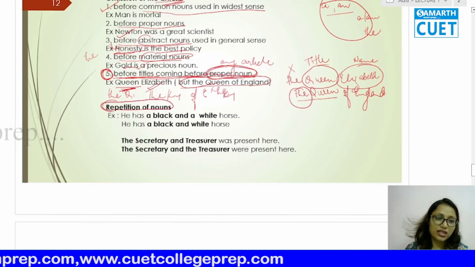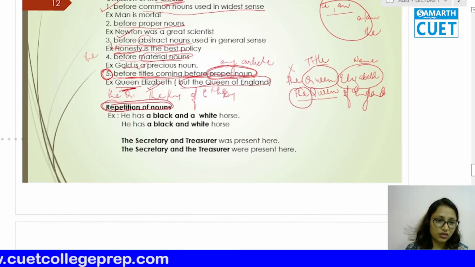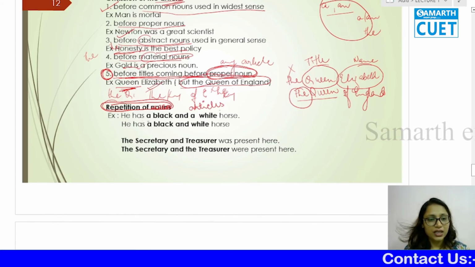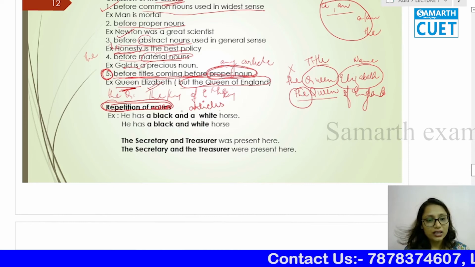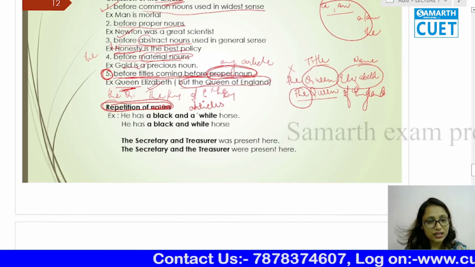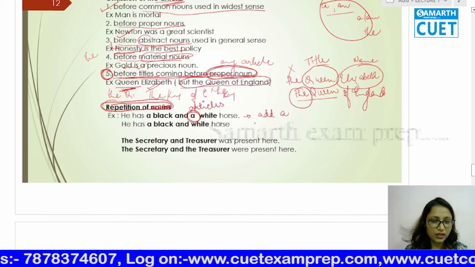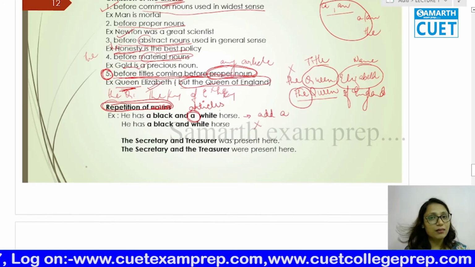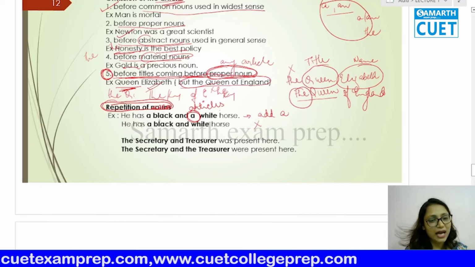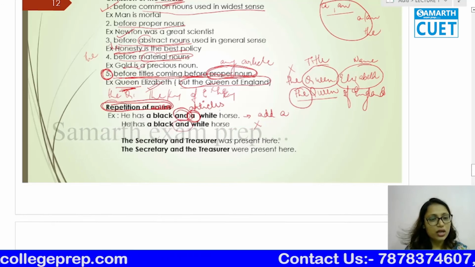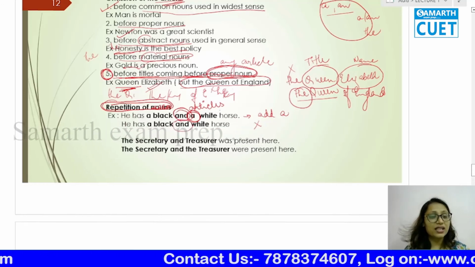Now, repetition of articles. Sometimes nouns are repeated and we use repetition of articles also. Here I have written wrong, we are going to put it as repetition of articles. So: He has a black and a white horse. He has a black and white horse. You will see a difference of an additional a here, and here we don't have it. But the sense completely changes. When you say he has a black and a white horse, joined by a conjunction, it means that person has a black and a white horse.